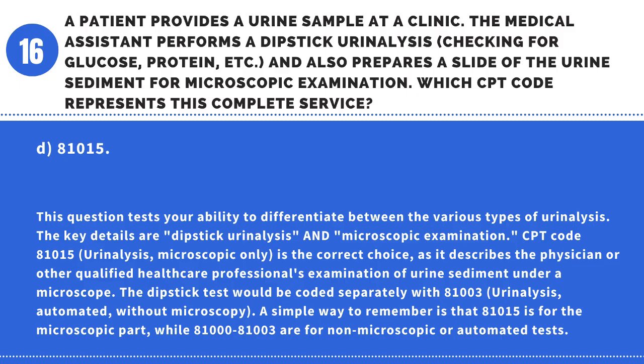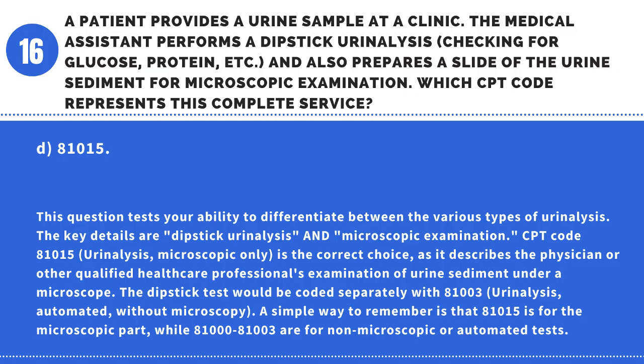Answer: D. 81015. This question tests your ability to differentiate between the various types of urinalysis. The key details are dipstick urinalysis and microscopic examination. CPT code 81015, urinalysis, microscopic only, is the correct choice, as it describes the physician or other qualified healthcare professional's examination of urine sediment under a microscope.